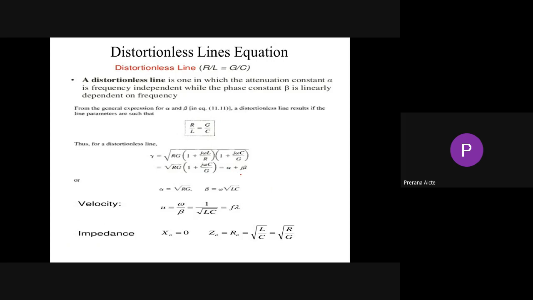I will erase all these things. Therefore, α is equal to √(RG), and β is equal to ω into √(LC). Here, LC means you can multiply this factor, √(RG) into (1/R... plus jω) into √(RG) into C by G. C by G, again you can write as R by L. So R cancels, then it becomes root LC.